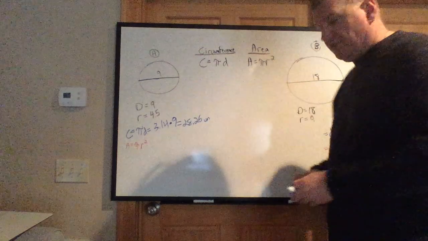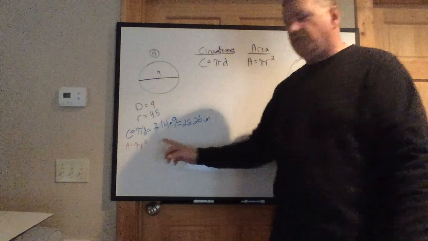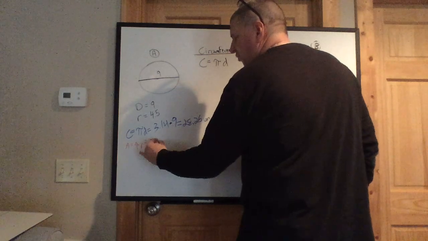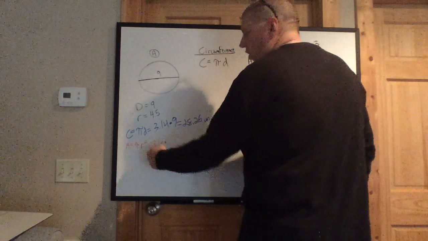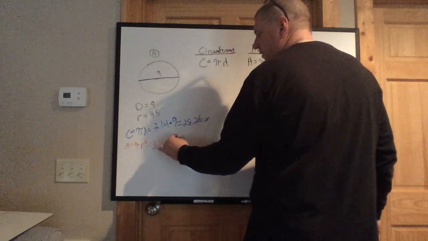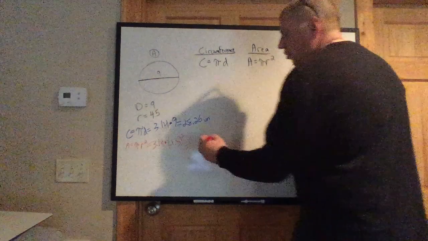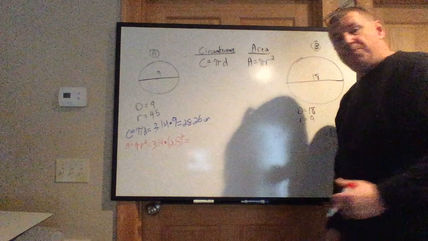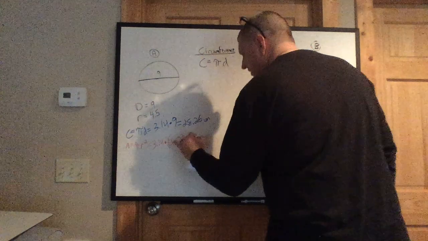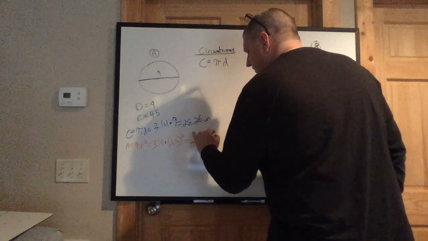Our other part of this that we want to talk about is our area, all right? And the area equals pi times the radius squared. So again, we're plugging in our numbers for our arithmetic, 3.14 for pi times our radius, which is 4.5 squared. Put our little parentheses around it just to make sure we understand what's going on there. So following our order of operations, I would do my exponent first. So 4.5 squared is going to give me a grand total of 20.25 times 3.14.